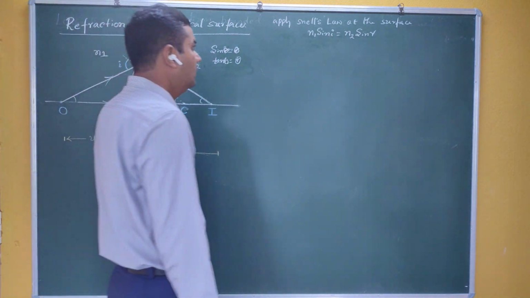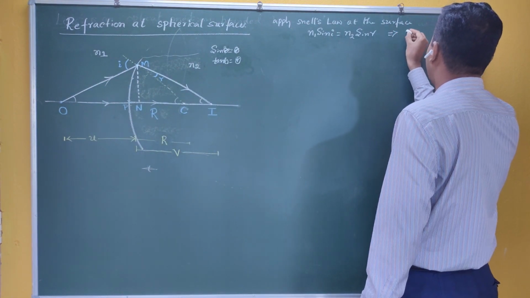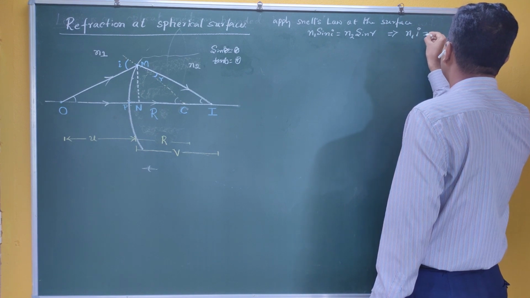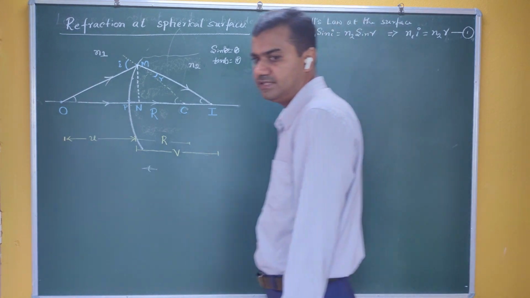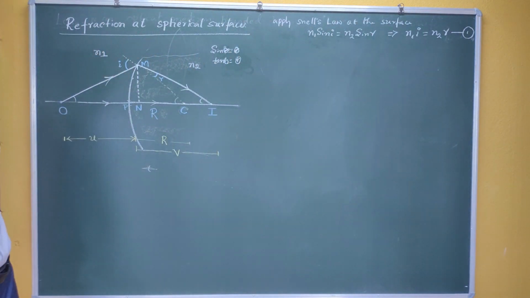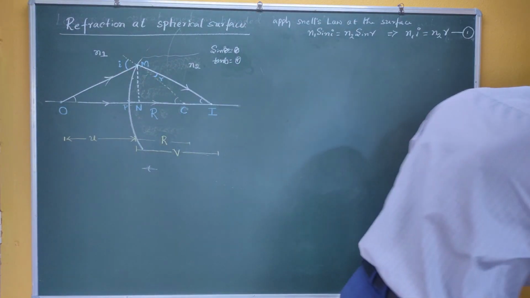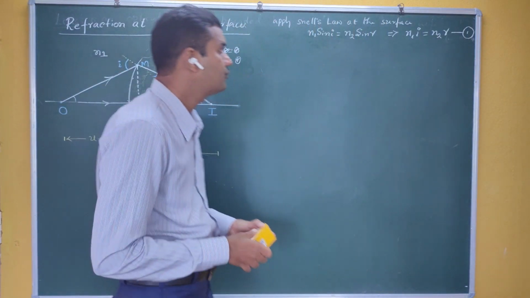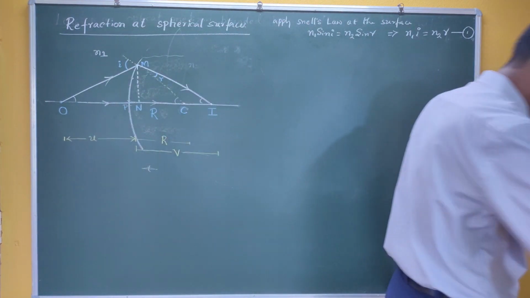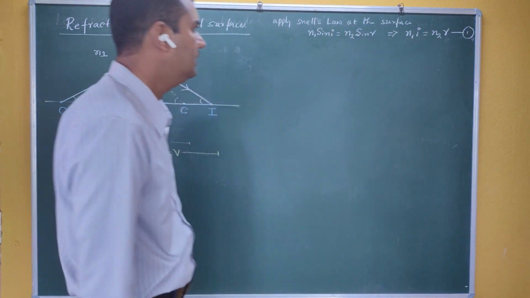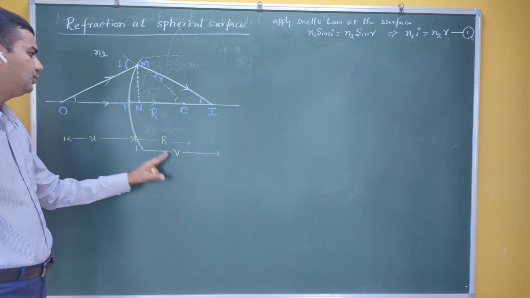So now I can write N1 sine of I is equal to N2 sine of R. It can be written as N1 I is equal to N2 R. Angles are very small, therefore instead of sine I, we can simply write I. This is true only when angles are small. Here I have taken the physical quantities N1 and N2, and we have to relate N1 and N2 with respect to U, V and R.